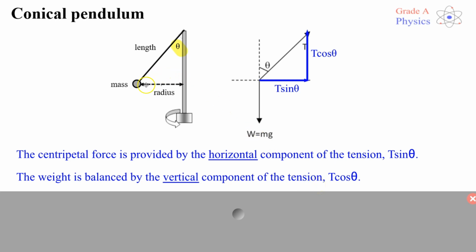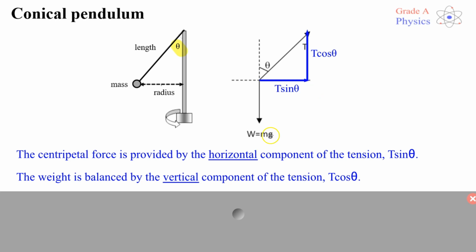So this is moving in a horizontal circle. It's moving in a circle. It must have a centripetal force. So that's provided by the horizontal component of tension, T sin theta. If it's a horizontal circle, it's not moving up or down, then the weight downwards must be balanced by a force upwards, the vertical component of the tension, T cos theta.